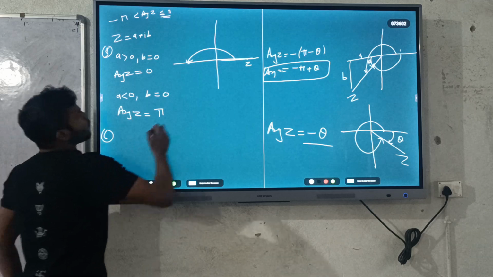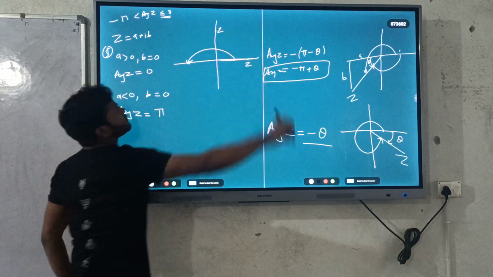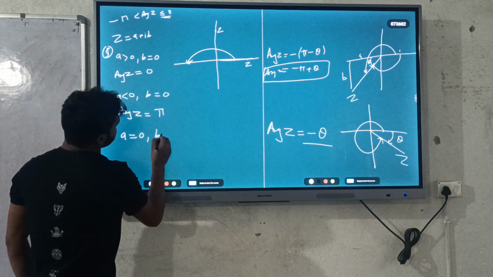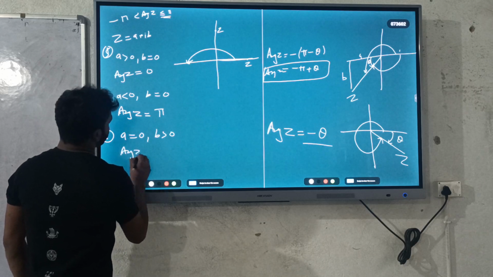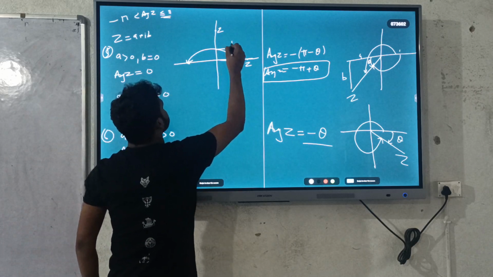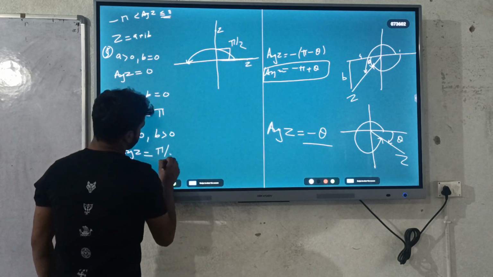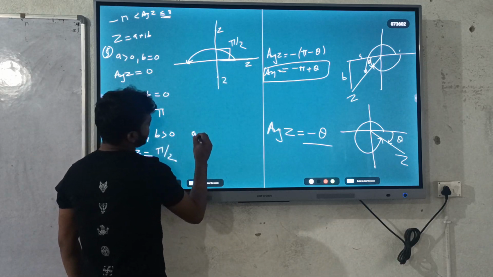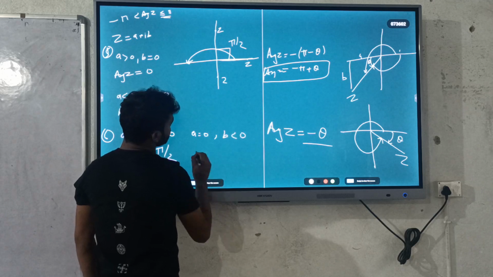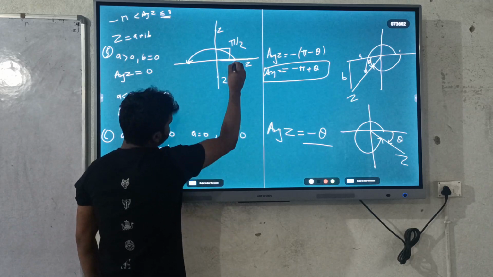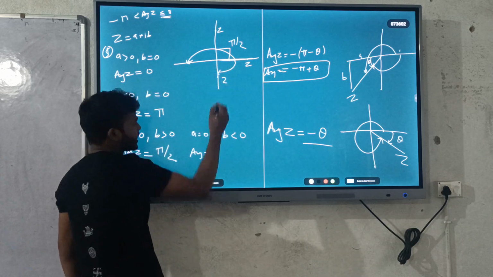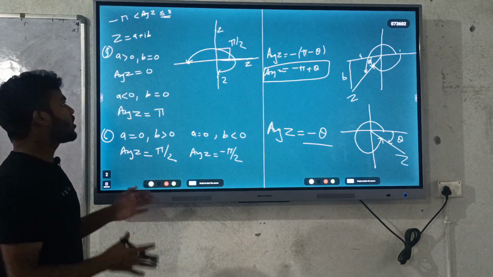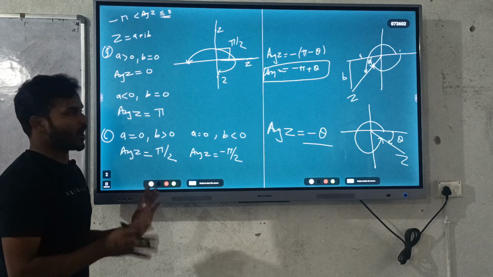In case 6, what if the complex number is present at that point? Here a is equal to 0 and b is positive. So the argument of z is measured as this angle, and that is pi by 2. If a complex number lies on this axis, that is a equal to 0 and b is less than 0, then the argument of z is measured in the clockwise direction, so we take a negative sign, that is minus pi by 2. That is all about how we can measure a principal argument.